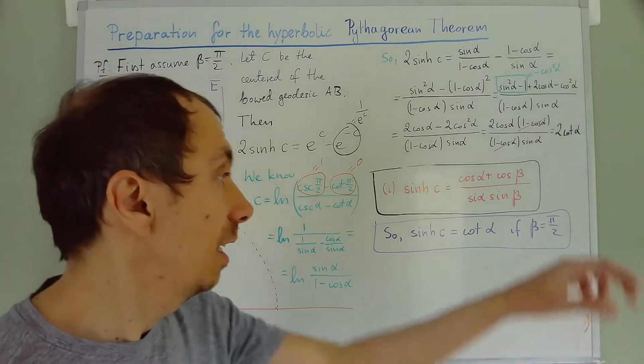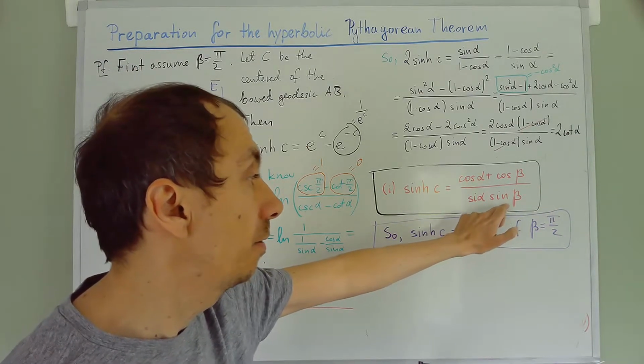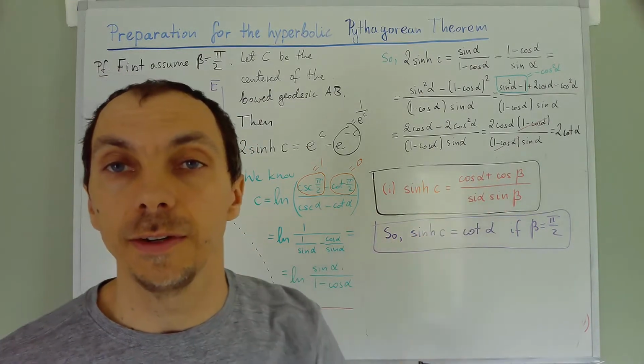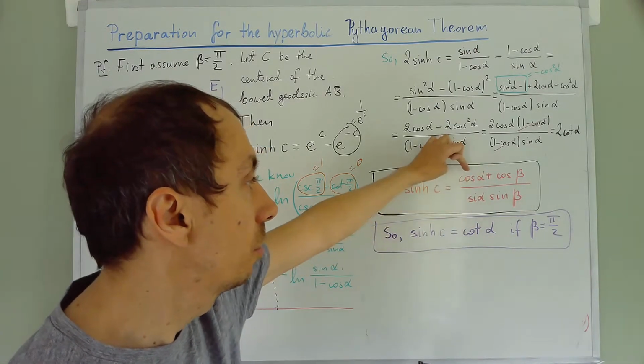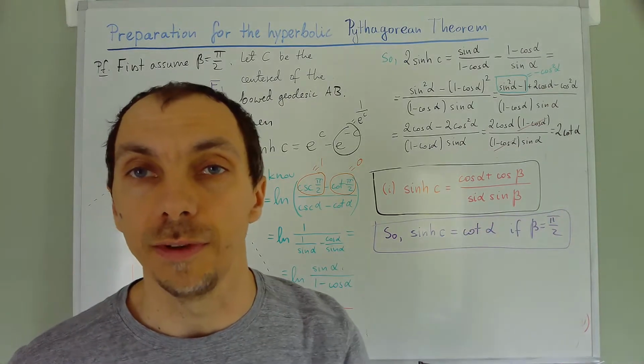Just a quick check that it actually does give you this formula for this special case. When beta is equal to pi halves, sine beta is equal to 1. So that's only the sine alpha in the denominator. And cosine of pi halves is 0. So you really get cosine alpha divided by sine alpha. So indeed you get cotangent alpha.